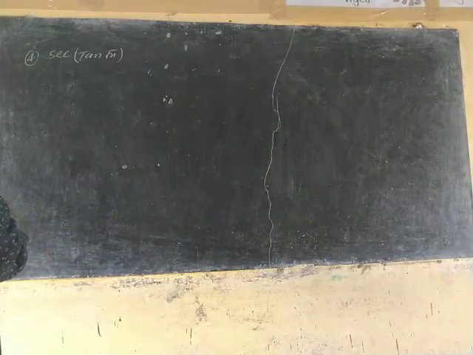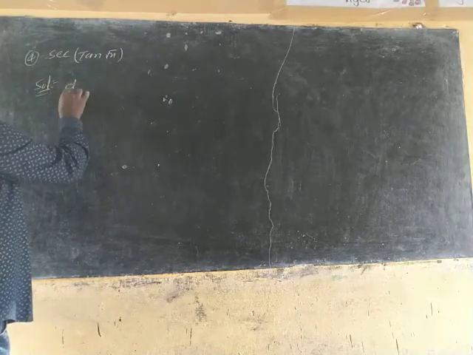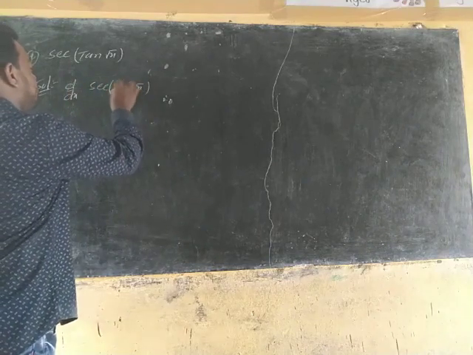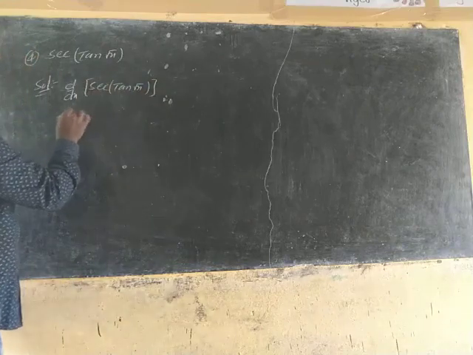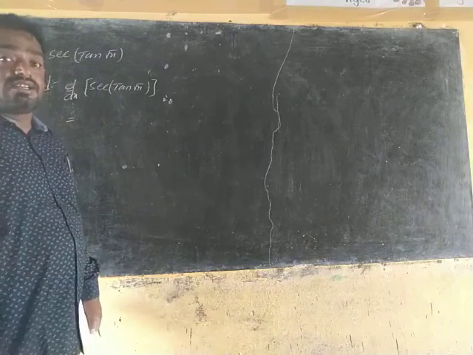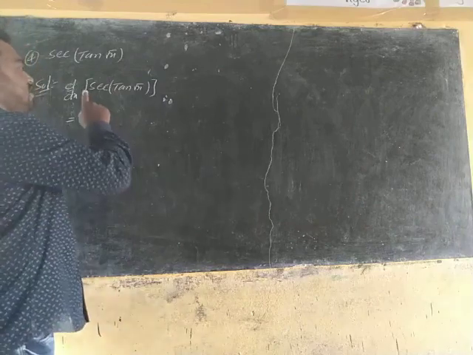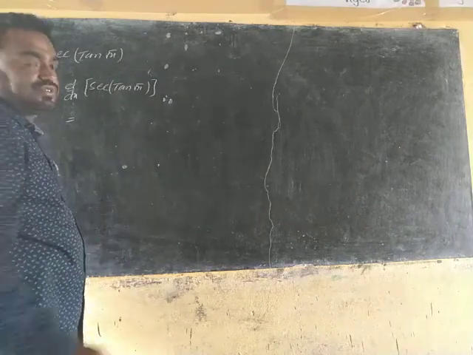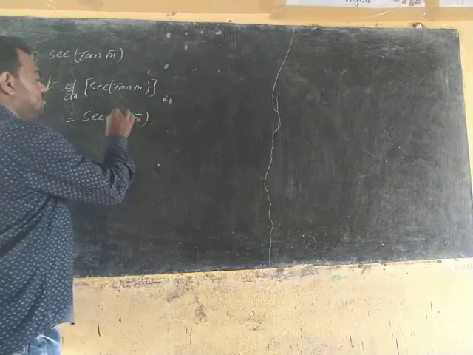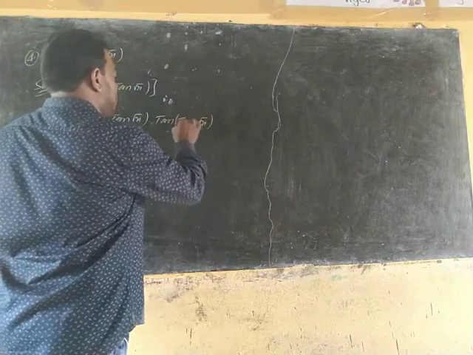Next, fourth one: secant of tan root x. Solution: d by dx of secant of tan root x. Derivative of secant x is secant x tan x. In place of x here, tan root x. So what we are getting? Secant of tan root x into tan of tan root x.